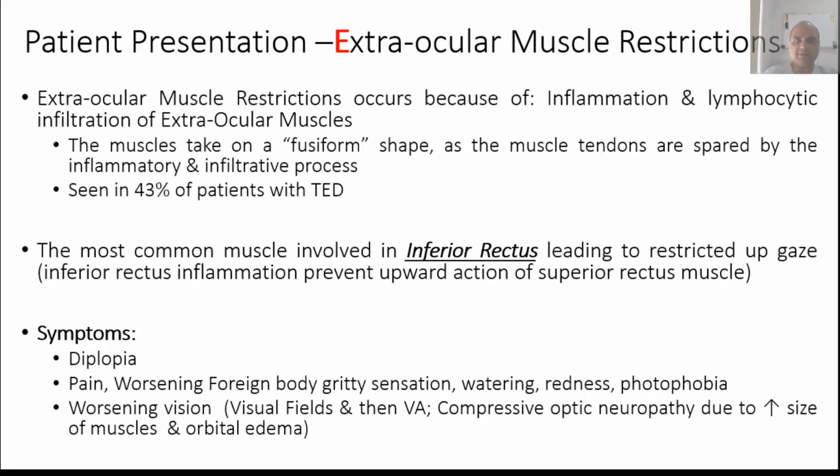It is usually the up gaze that's affected first for the reason that we've already mentioned, but depending upon the number of muscles involved, you could have diplopia in more than one gaze. The patient would obviously have symptoms that he is carrying over from the previous stages of the disease, which is pain, worsening foreign body sensation, gritty sensation, watering, photophobia, which are generally symptoms of exposure, and then worsening vision in terms of worsening visual field and or visual acuity, depending upon how much damage has been done to the optic nerve because of the effect of compression because of orbital edema and now muscle enlargement.